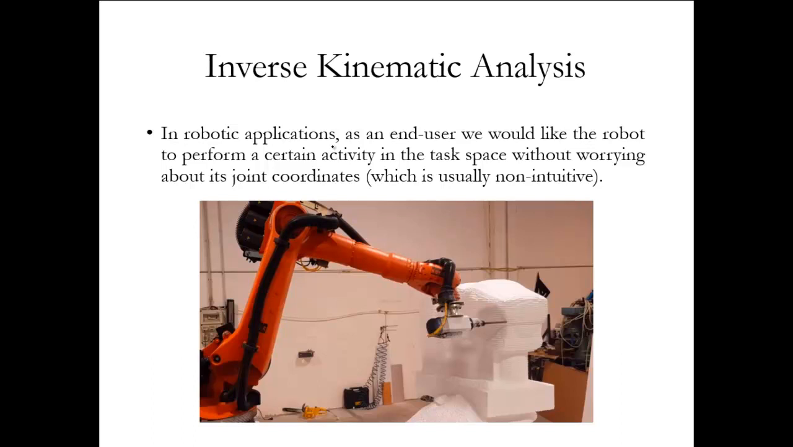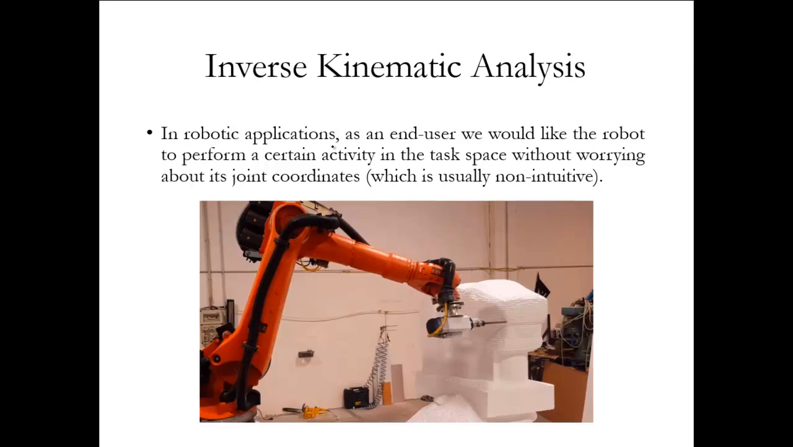Now similarly we have inverse kinematic analysis. This is inverse to that. So we are given the end effector pose, or the end effector coordinates, or the operational coordinates. What are the joint coordinates required to actually reach those coordinates?